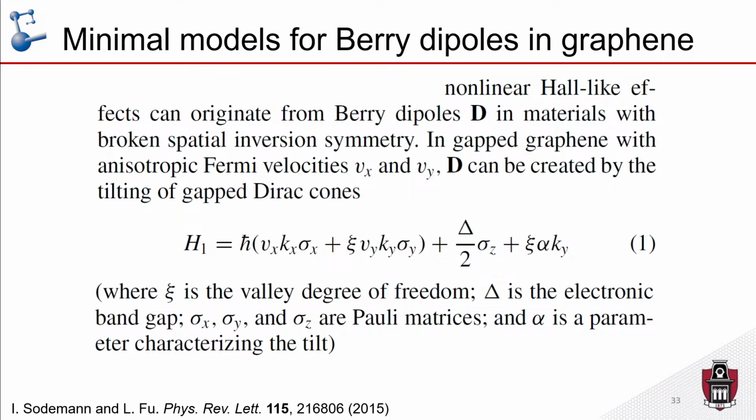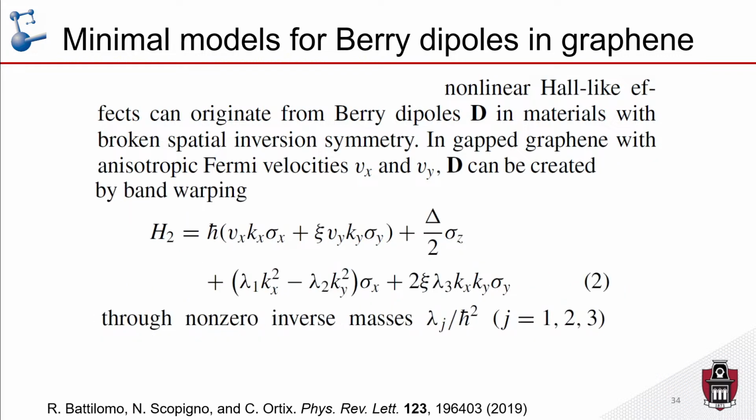So epsilon here is the valley degree of freedom. If there is a strain on the lattice, there is an inhomogeneity of the Fermi velocities in the x and y directions. We also need to gap this, and this term here gives an extra tilt of the dispersion. This is a model introduced by Inti Sodemann, who happens to be German Colombian, and Liang Fu. This paper came out 10 years ago.